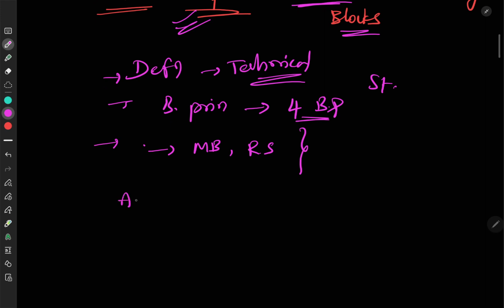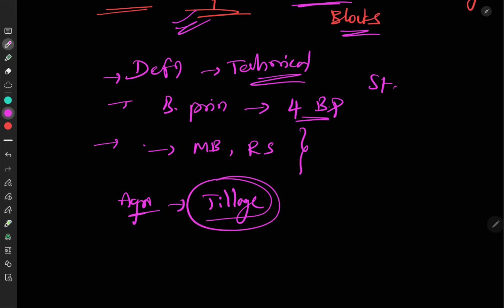Or for example, in agronomy, there is a concept called tillage. You should have very short notes. It includes the definition, it includes the types of tillage, and it also includes what the applications of tillage are. Got it?